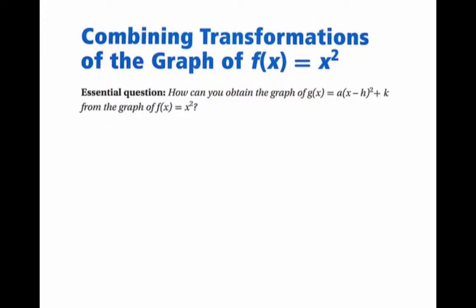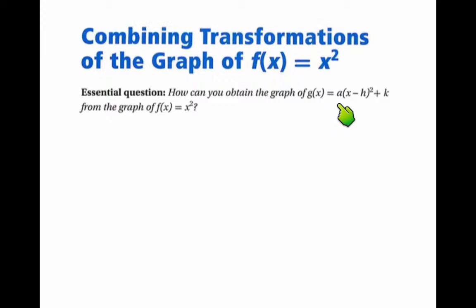All right, so now we are working on combining the transformations based on the parent graph of f of x equals x squared. So our essential question: how can you obtain the graph of g of x equals a times (x minus h) squared plus k? So how can you obtain the graph of a quadratic function in vertex form? By comparing it to the parent graph.